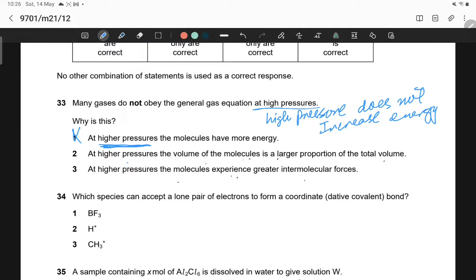At high pressure the volume of the molecule is a larger proportion of the total volume. Yes, volume of the molecule is negligible normally, but at high pressure the volume of the molecule is a large proportion of the total volume. This is correct. At higher pressure the molecules experience greater intermolecular forces, because molecules come closer to each other. So this is also incorrect. So if 2 and 3 are correct, then the option is C.